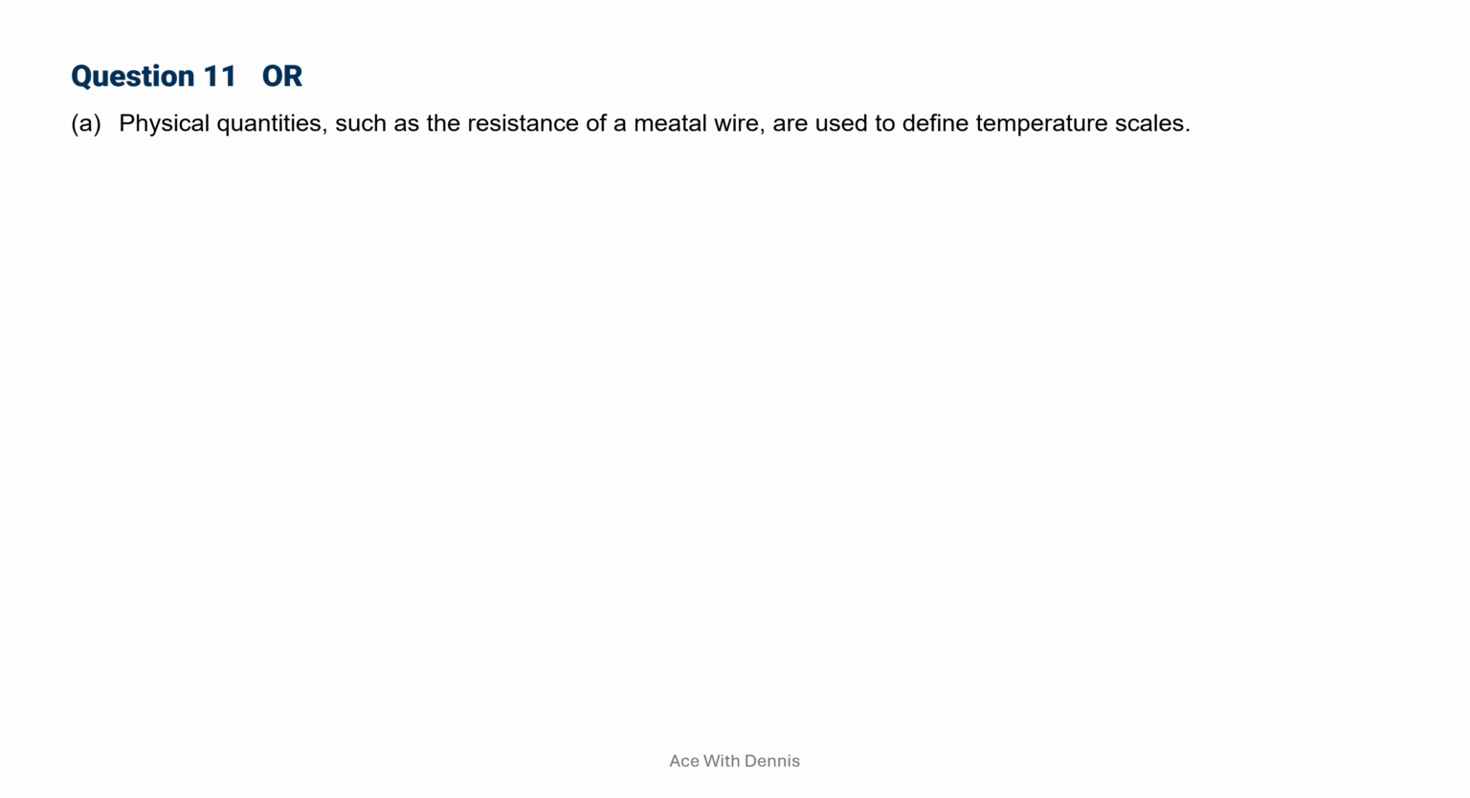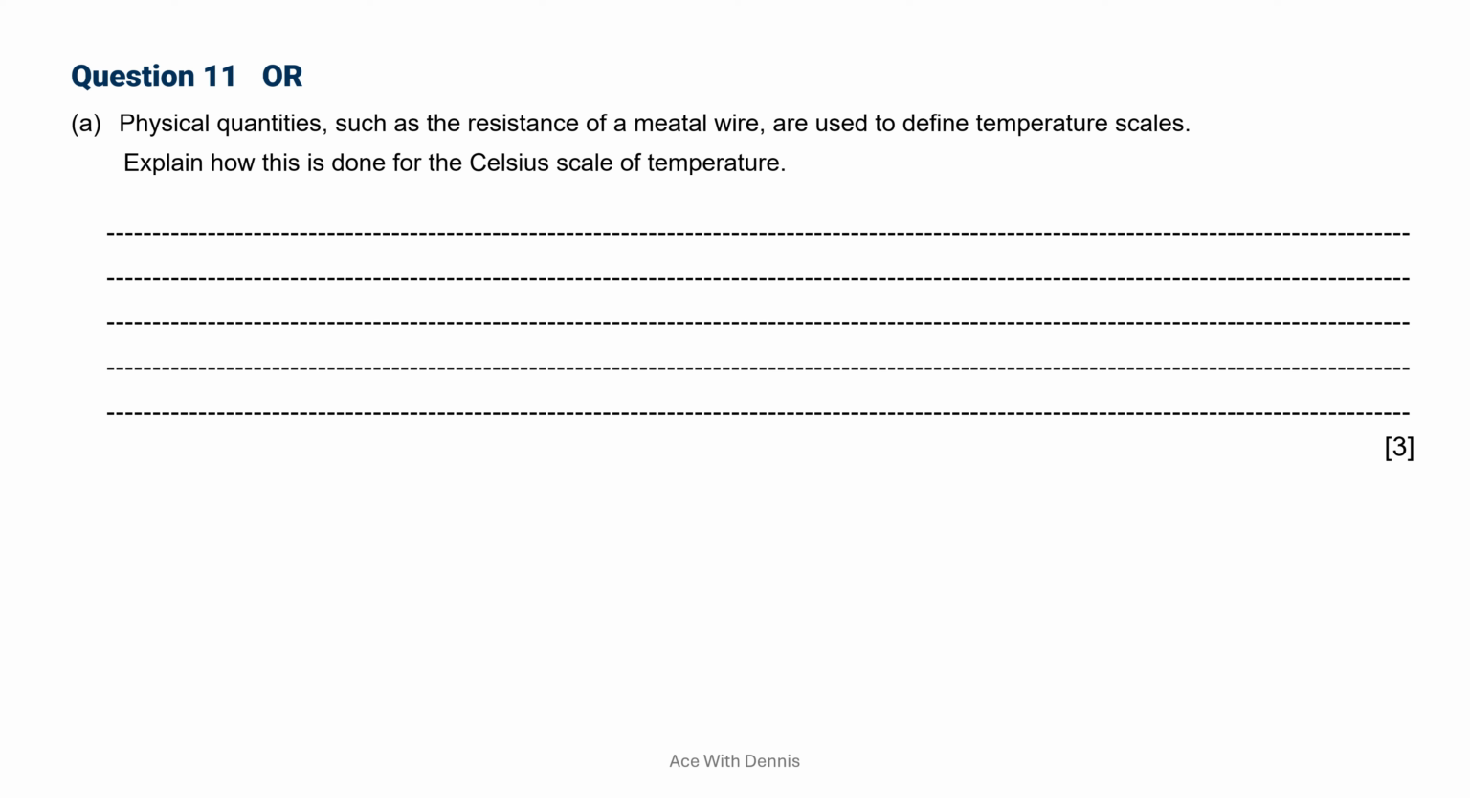Question 11a. Physical quantities such as the resistance of a metal wire are used to define temperature scales. Explain how this is done for the Celsius scale of temperature.